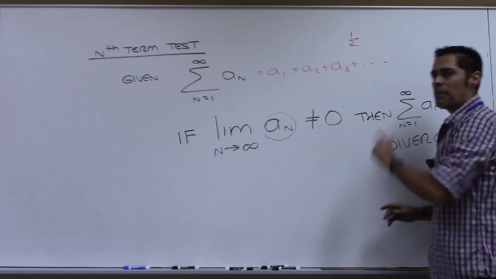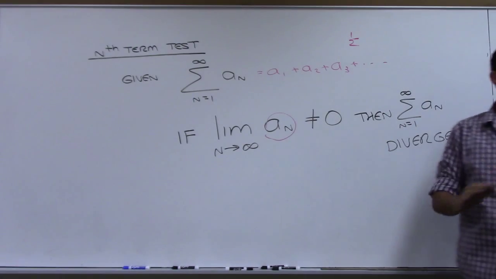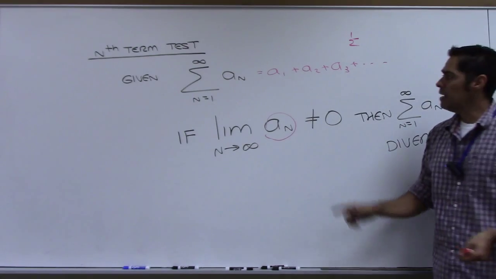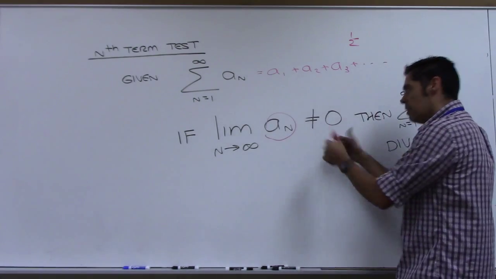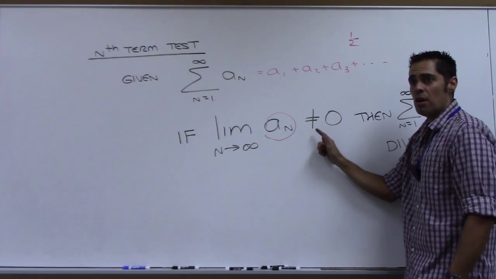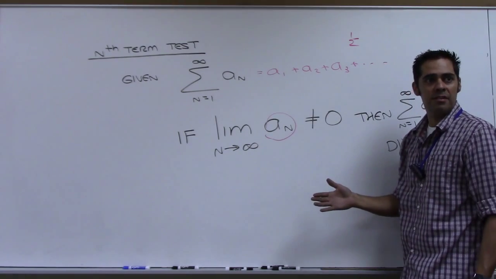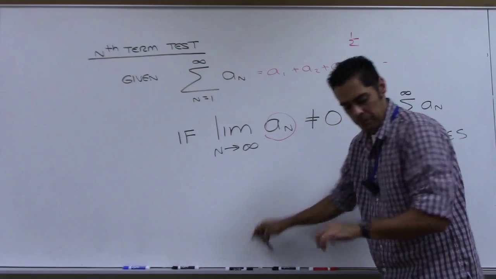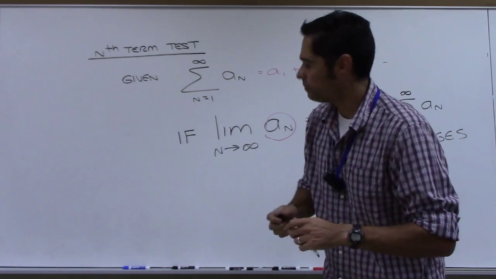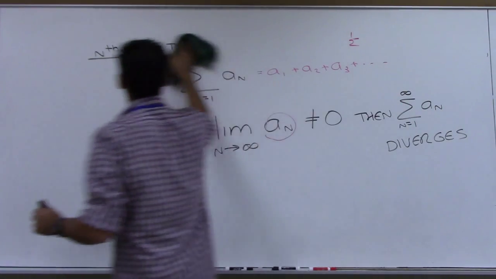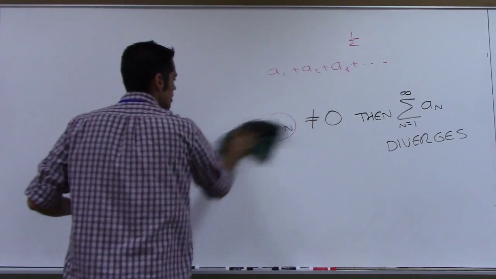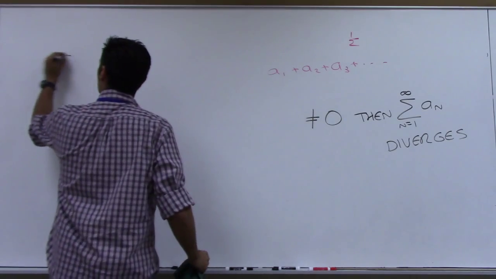Understand? That's the first test we always want to do if we're in trouble, if we can't figure out what's going on. Take this limit, hope that it's not 0. If it's 0, you're going to have to move on to the next test. Let me show you in the last 1 minute 2 different series next to each other and how you could improperly use this test. So look at this one.